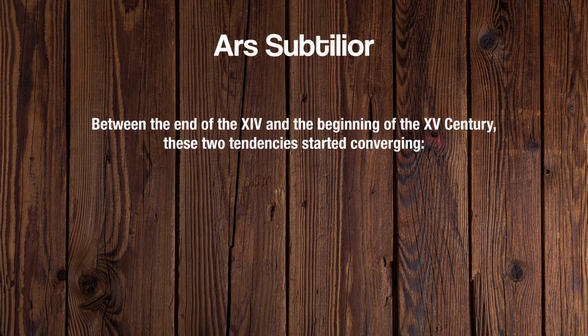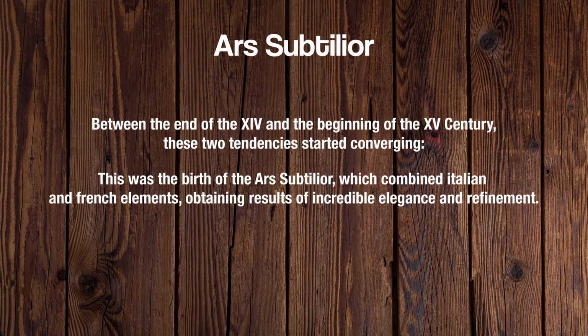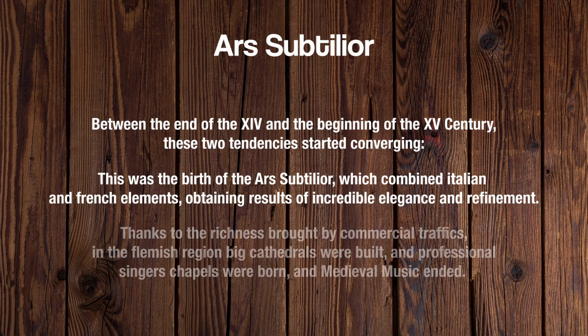Between the end of the 14th and the beginning of the 15th century, these two tendencies started converging. This was the birth of Ars Subtilior, which combined Italian and French elements, obtaining results of incredible elegance and refinement. Thanks to the richness brought by commercial traffic in the Flemish region, big cathedrals were built, and professional singers' chapels were born, and medieval music ended.